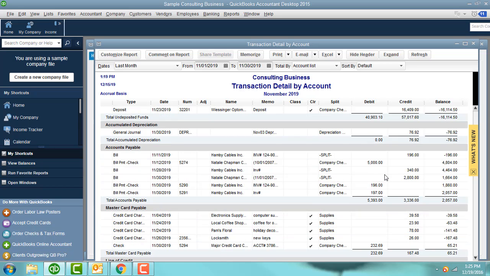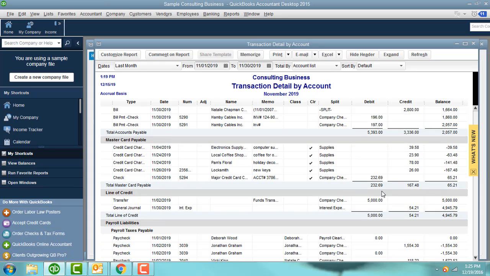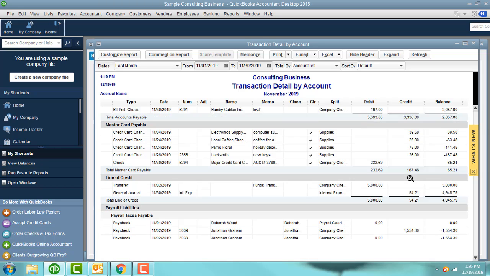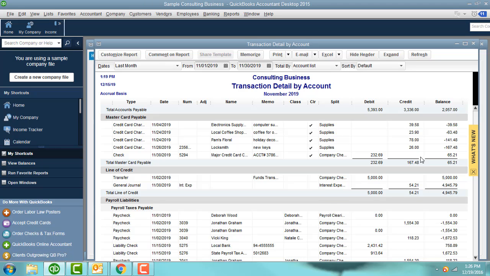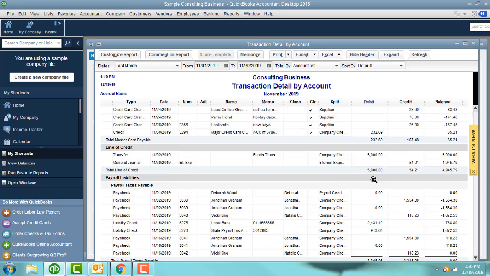All right, here's your accounts payable. So here are the bills that you set up, and here are the bills that you paid. And here's your credit card transactions. Looks like they entered them from the statement. Basic stuff: locksmith, computer supplies, some coffee, holiday decorations, and then the actual payment. So this is the stuff off your statement that you purchased, and then that would be your payment to it.